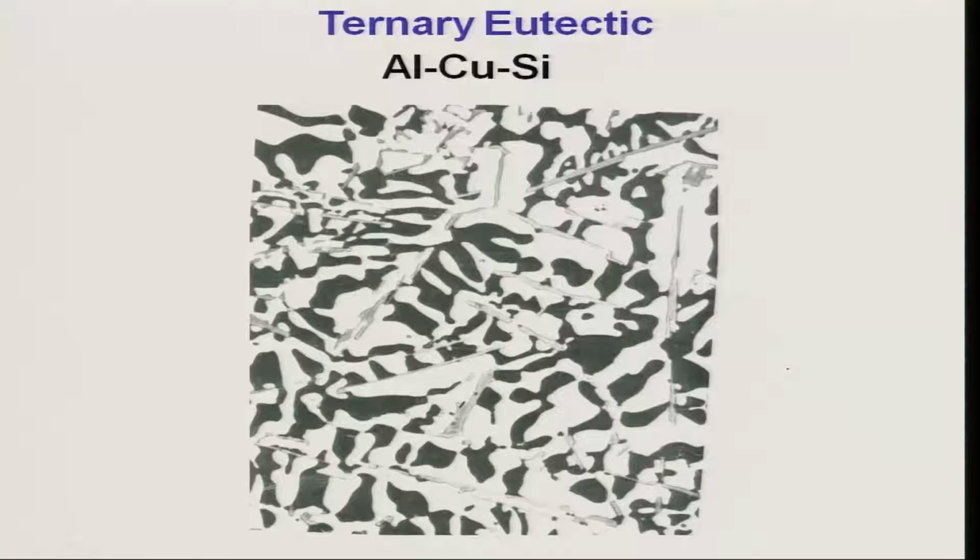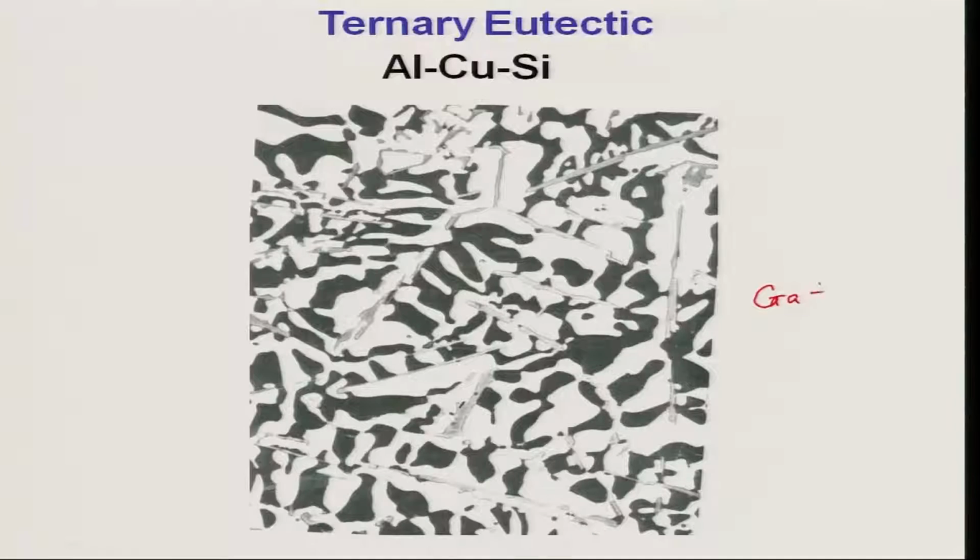Okay, let me show you that there are many systems which form Ternary eutectics. Aluminum, copper, silicon is one such. Then you have a system gallium, indium, tin. Okay, bismuth, indium, tin. Then this one is aluminum, copper, silicon. These are the systems which form Ternary eutectics. How do you know this is a Ternary eutectic? Obviously, there will be 3 phases. You see here there are 3 phases here.